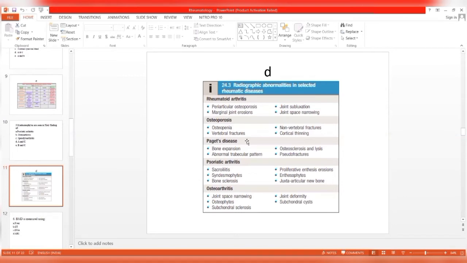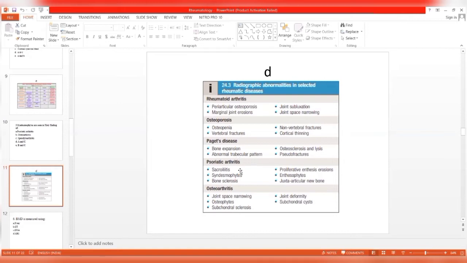And in case of Paget's disease, what happens? In Paget's disease, there is bone expansion, abnormal trabecular pattern. What is trabecular? This collagen in bones, this collagen is thickly packed as a meshwork. So in Paget's disease, this trabecula or thickly packed collagen collapses, leading to abnormal trabecular pattern. So in X-ray, we can identify bone expansion, abnormal trabecular pattern, osteosclerosis and lysis, that is destruction of the bone, and also pseudofractures. Very, very important. Pseudofractures are seen in Paget's disease.